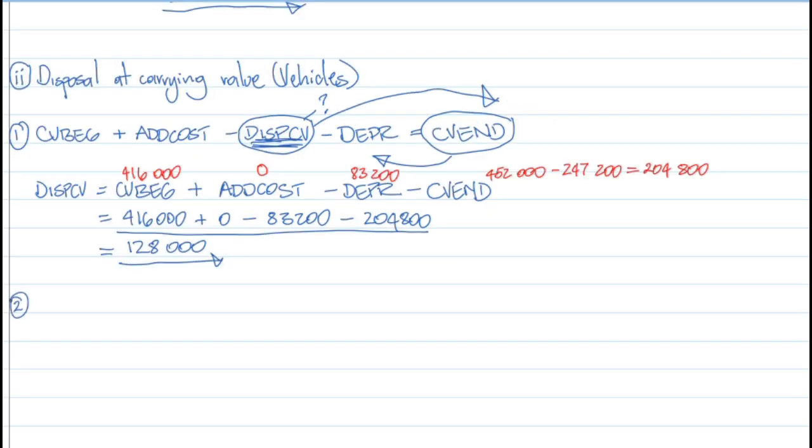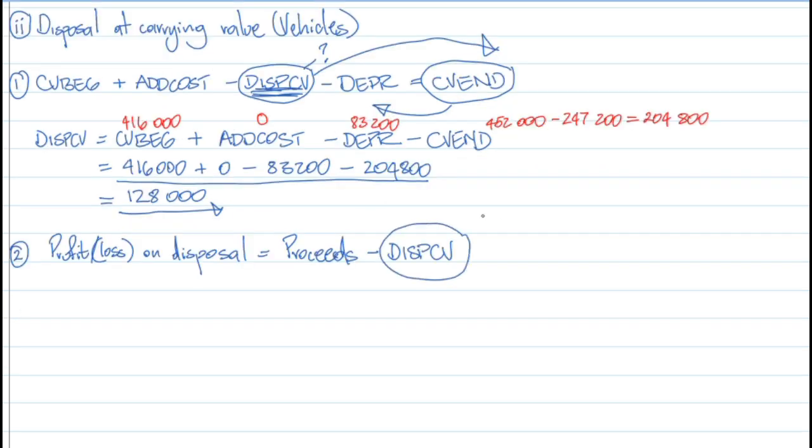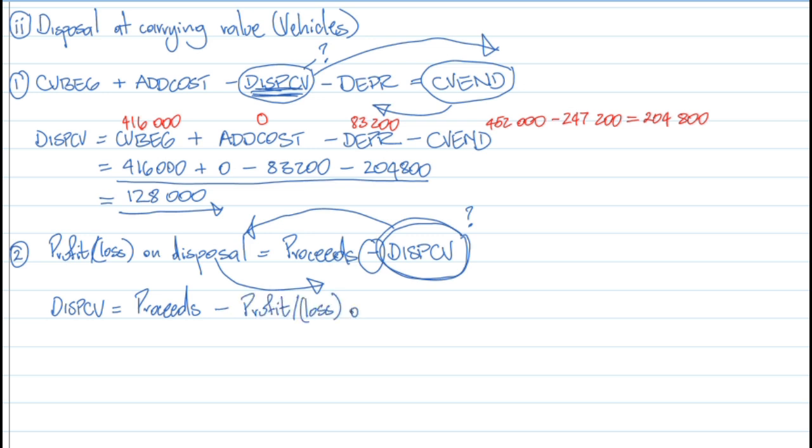The second equation we can use to calculate the disposal at carrying value is profit or loss on disposal equals to proceeds minus disposal at carrying value. We are looking for disposal at carrying value figure, but since it is negative, we must first take it to the other side of the equation to make it positive. We must also take the profit or loss on disposal to the other side of the equation to ensure that the disposal at carrying value figure is isolated by itself and it's the subject of the formula. When we do that, we get the equation disposal at carrying value equals to proceeds minus profit or loss on disposal.